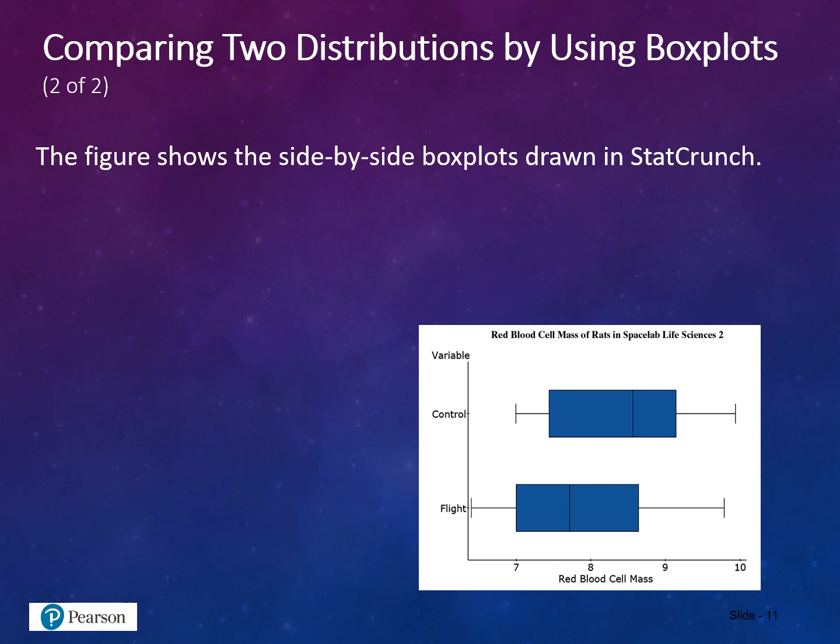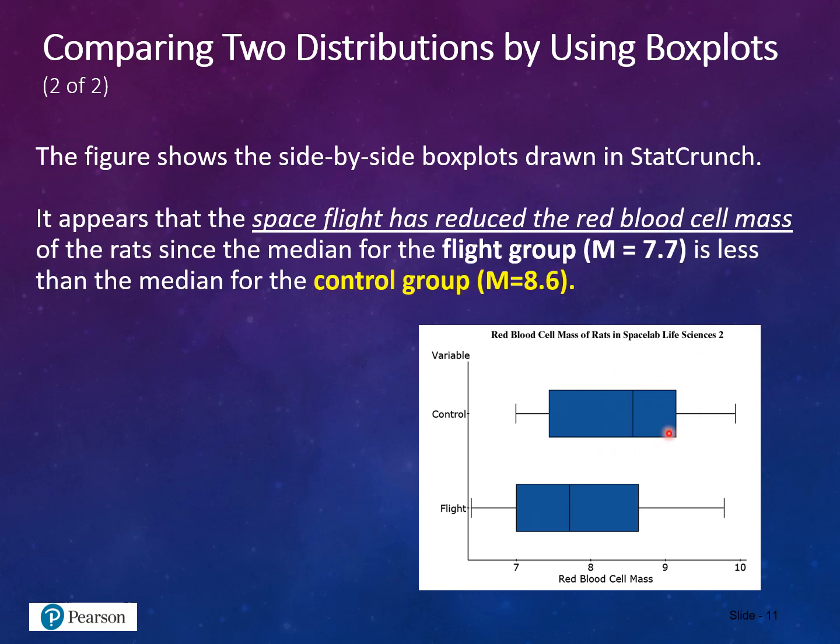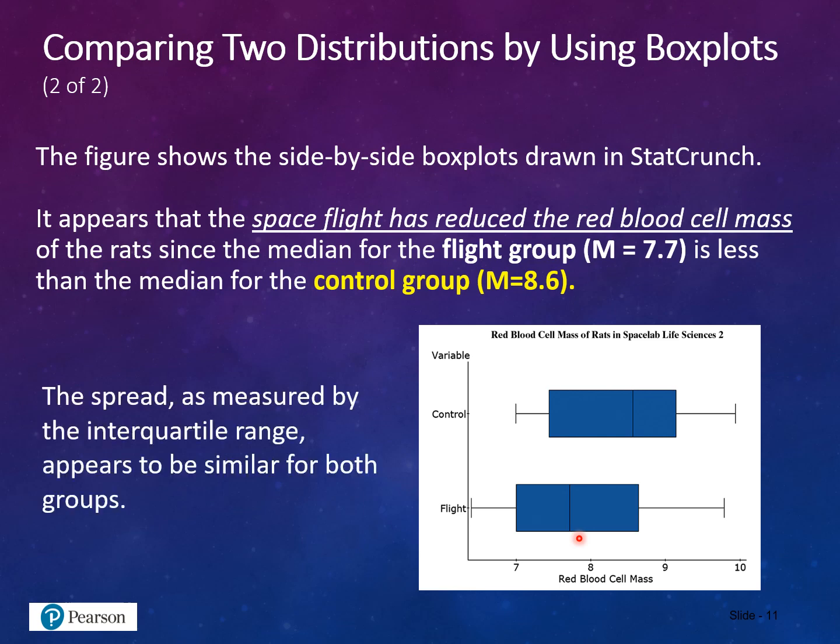So the figure here shows the side-by-side box plots drawn in StatCrunch. What do you notice here? The top box is the control group, the bottom box is the flight group. Well, we can see that the median for the control group is greater than the median for the flight group. So the cell mass central tendency of the control group is larger than that of the flight group. So it would seem that spaceflight reduced the red blood cell mass comparatively to the control group.